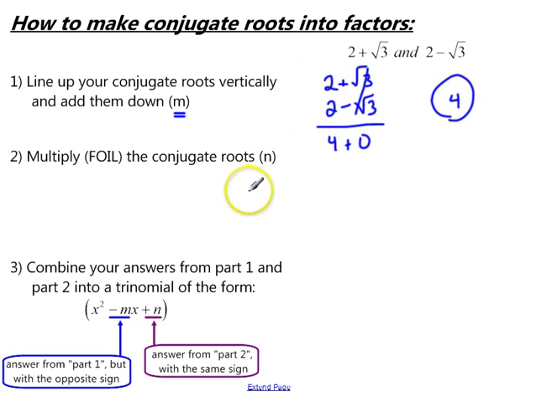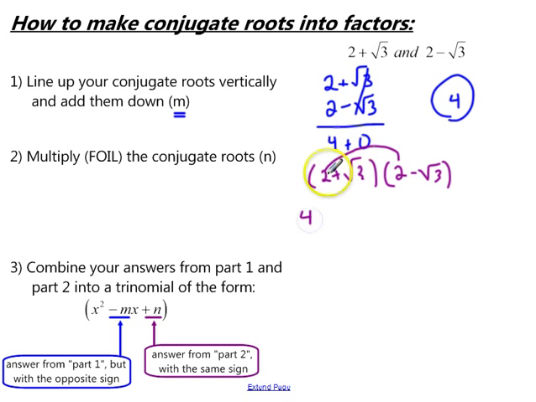Then, step 2, multiply or FOIL the conjugate roots. So let's take 2 plus the square root of 3, and then we're going to multiply that with 2 minus the square root of 3. So we need to FOIL this. So the first terms, 2 times 2 is 4. The outside terms, 2 times negative root 3 is negative 2 root 3. The inside terms is positive 2 root 3.